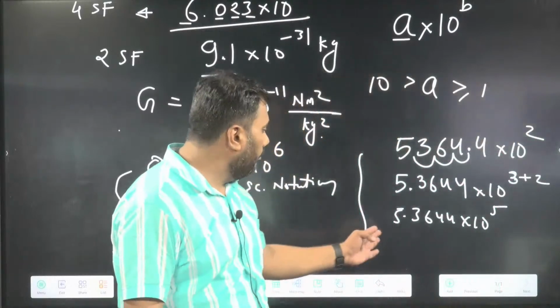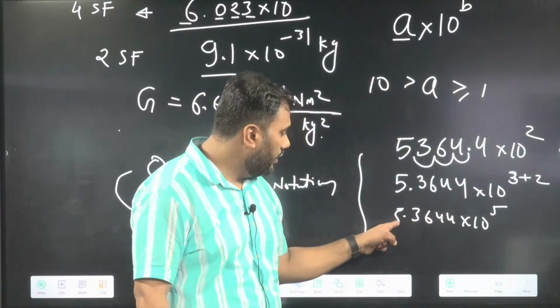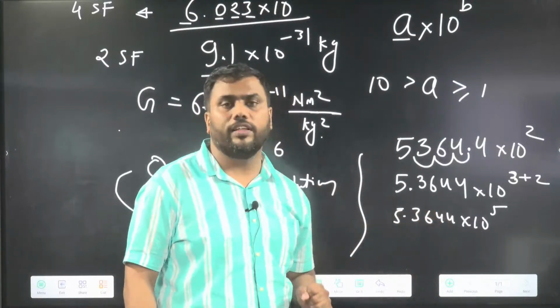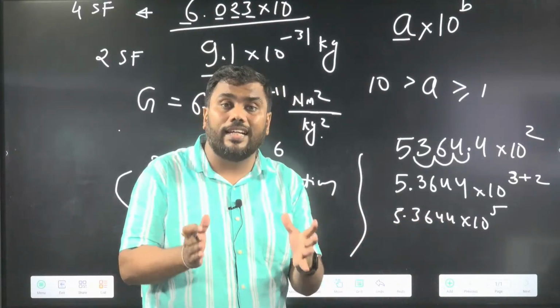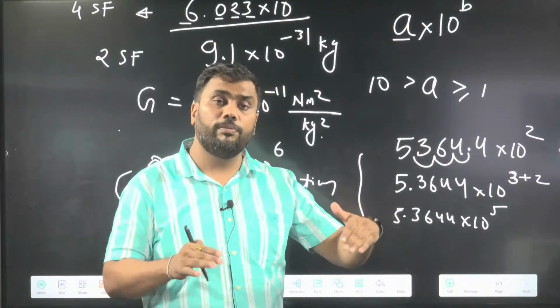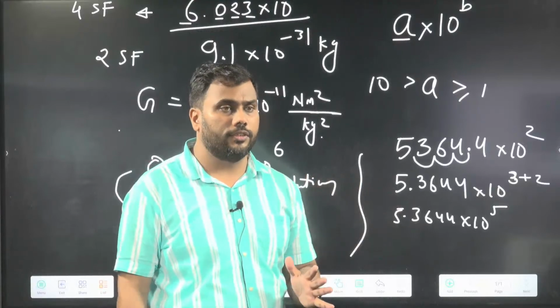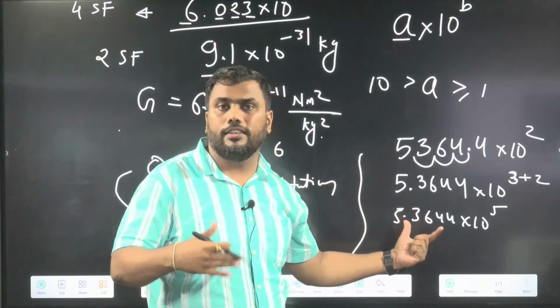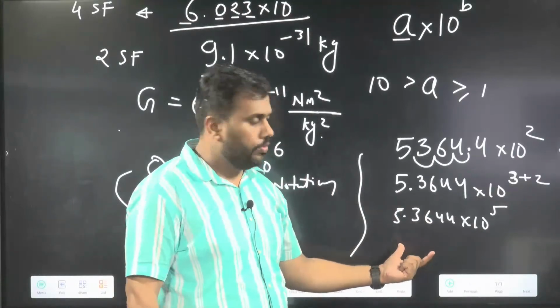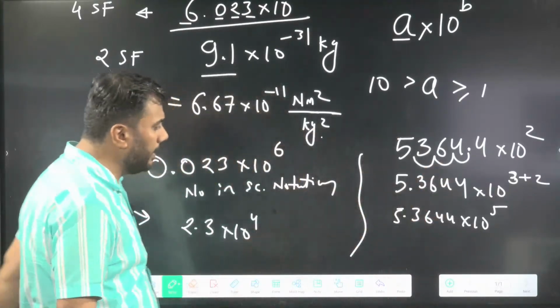If I am writing any number like this, it means 1, 2, 3, 4, 5 significant figures are there. We will always write our number in decimal format. In that way, we will be sure about the number of significant digits. This is to avoid ambiguities in counting the number of significant digits. So this is scientific notation.